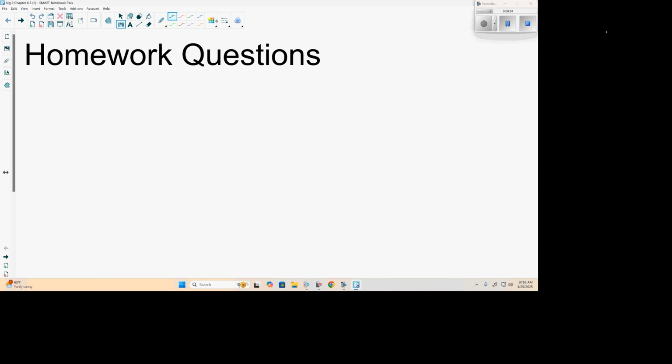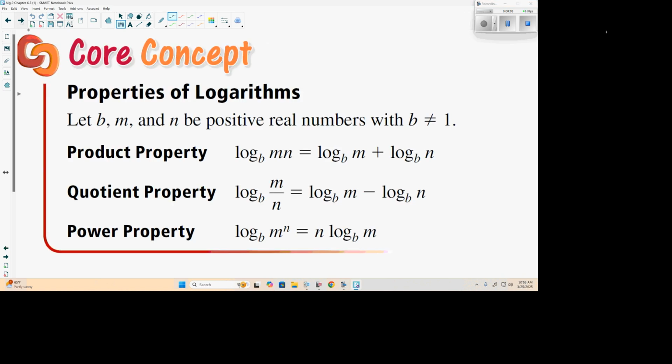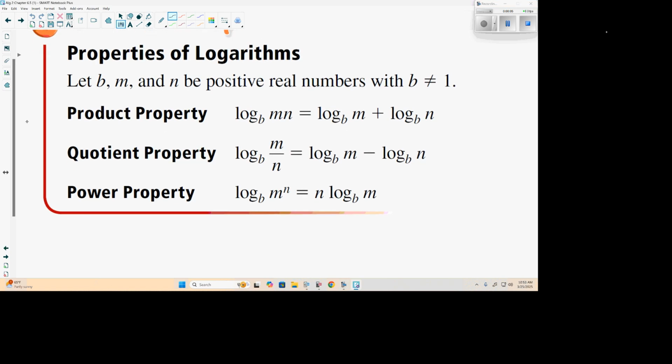All right, guys, so we're finishing up the lesson from yesterday. What we talked about yesterday was our three different properties of logarithms. We had our product property that told us that if we have two things being multiplied together inside a log, we can expand it to be the sum of two logs.